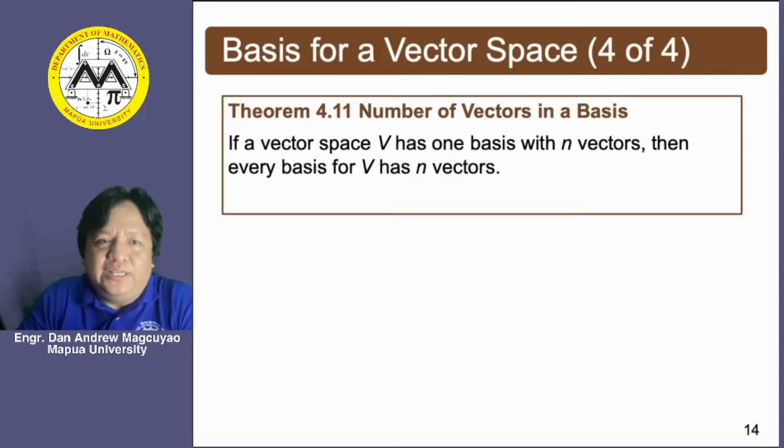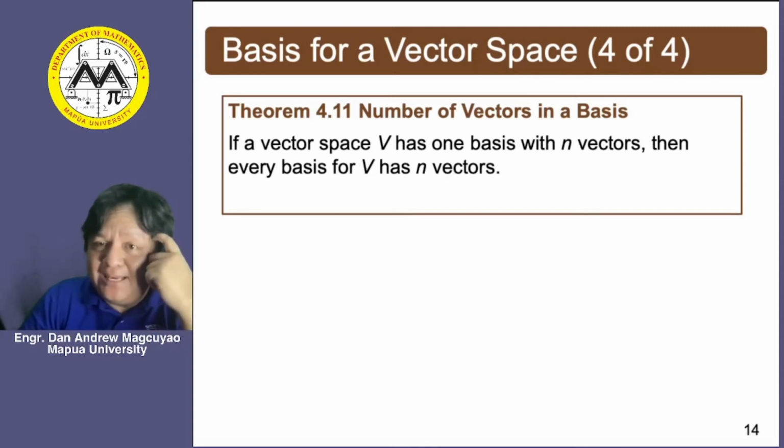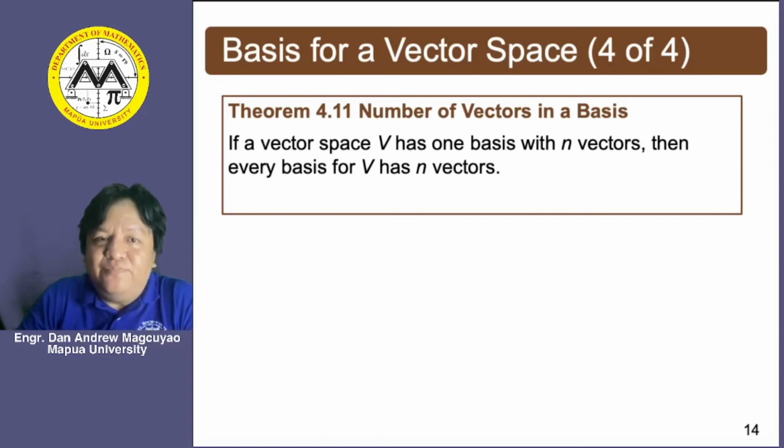Number of vectors in a basis. If a vector space V has one basis with n vectors, then every basis for V has n vectors. Again, if V has one basis with n vectors, then automatically every basis of V has n vectors.